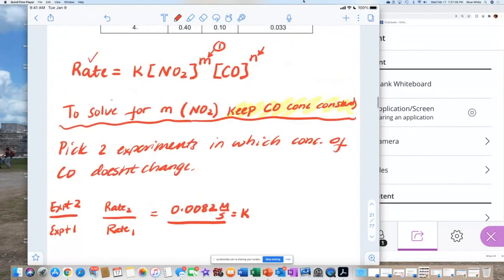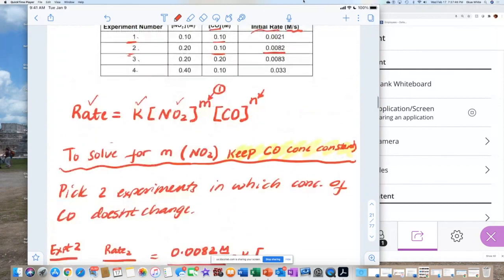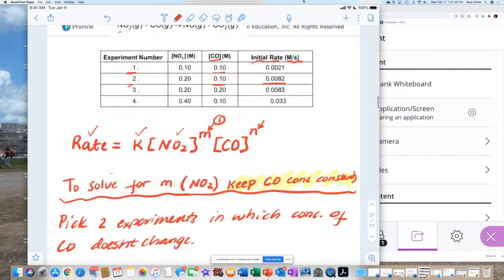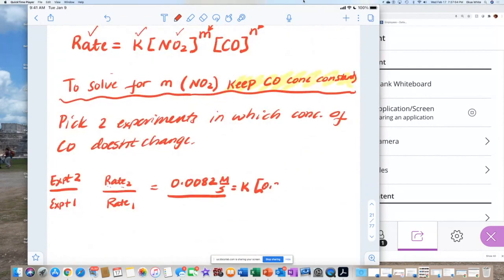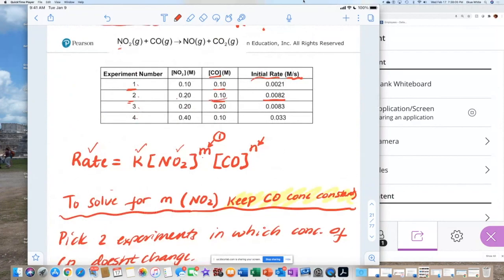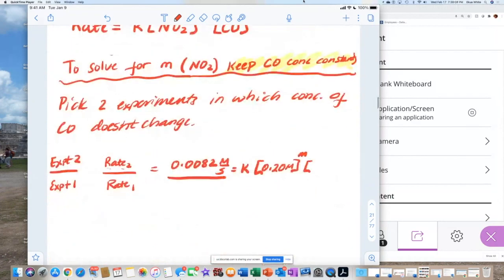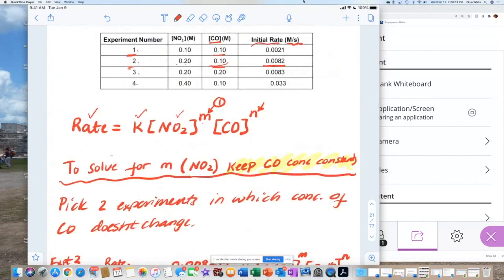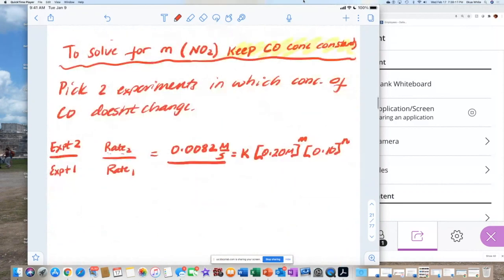Molar per second divided by, equals K. So I wrote this rate part, right? And I wrote this K part, okay? And over here, I need to write the NO2 part. What is the NO2 for experiment 2? Because this is experiment 2, right? NO2 for experiment 2 is 0.20 M, and then this is going to be raised to the power M. I have no idea what M is. And then for CO in experiment 2, that's going to be 0.10 raised to the power N, right?